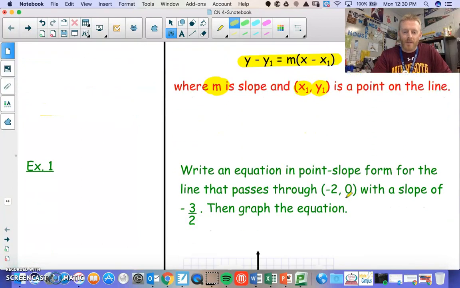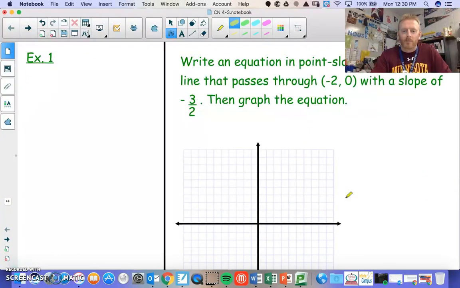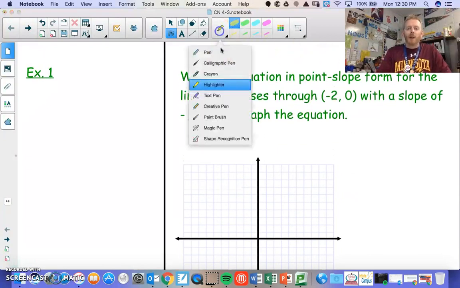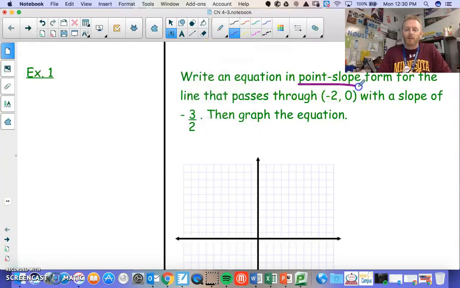All right, so let's do our very first one. It says that our job is to write an equation in point slope form for the line that passes through -2, 0 with a slope of -3/2. Our job is to then graph it. All right, so this should be a fairly easy task.